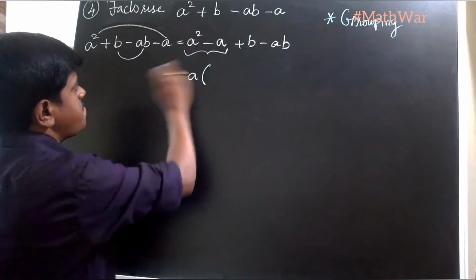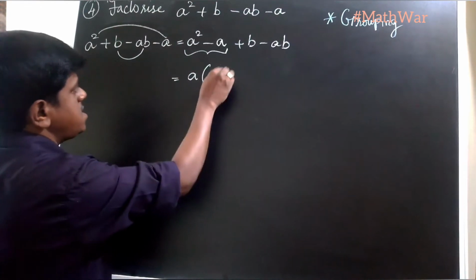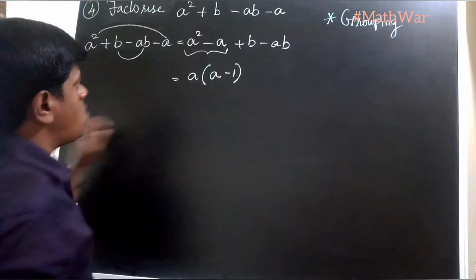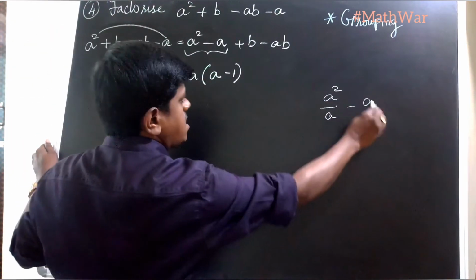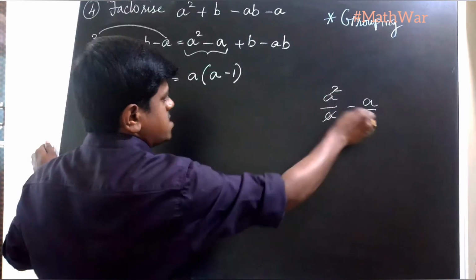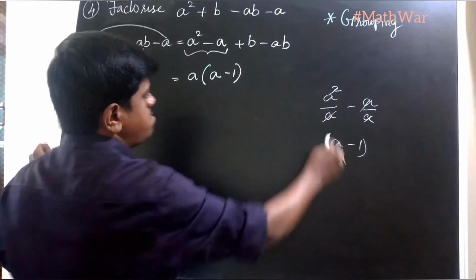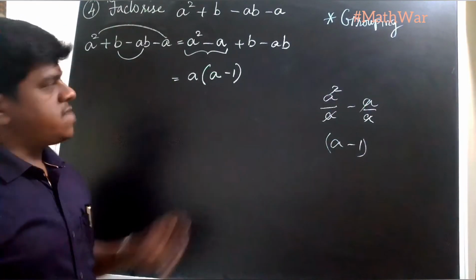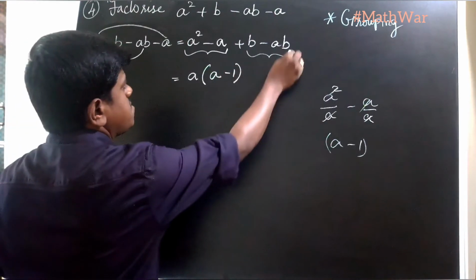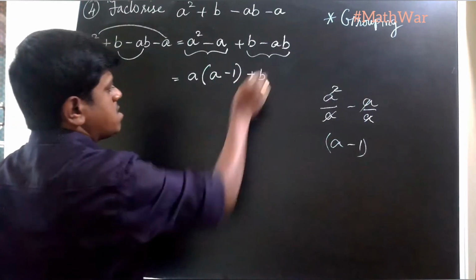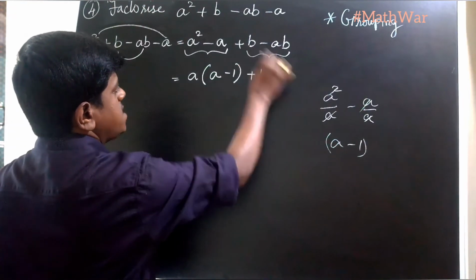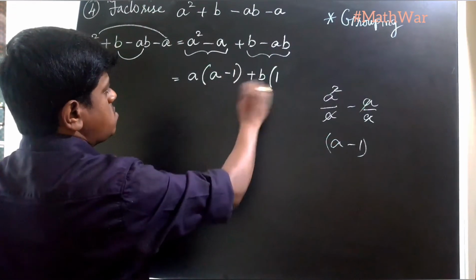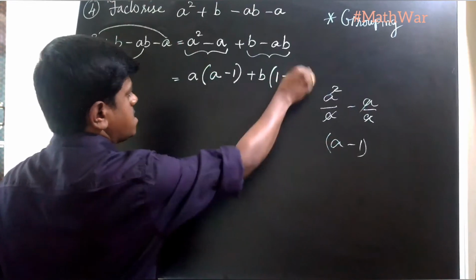So if you take it outside, here you will get a minus 1. If you want, you divide it and see: a square by a, minus a by a. So if you cancel that, a minus 1 will come inside the bracket. Like that we can do. From these two terms, we can see plus b is common. Plus b is common, we can take it out. You can see here in the place of 1, b we took it out, so 1 minus a is there.